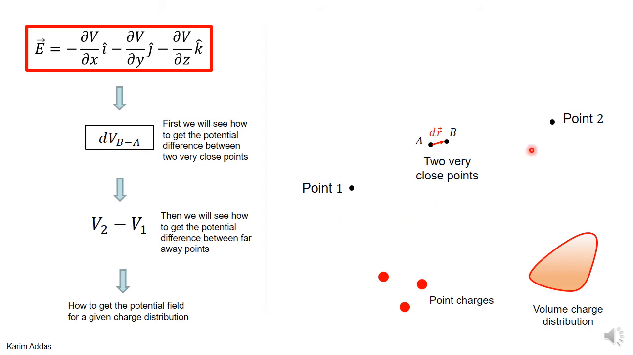Then we're going to ask how to get the difference in potential between 2 points that are very far, any arbitrary 2 points. This is going to be the second thing we do. And then based on that, we're going to learn how to get the potential field from the given charge distribution. So this is the sequence of steps. This is the fundamental starting point: in these slides we start by seeing how you can get the difference in potential between 2 points that are very close.